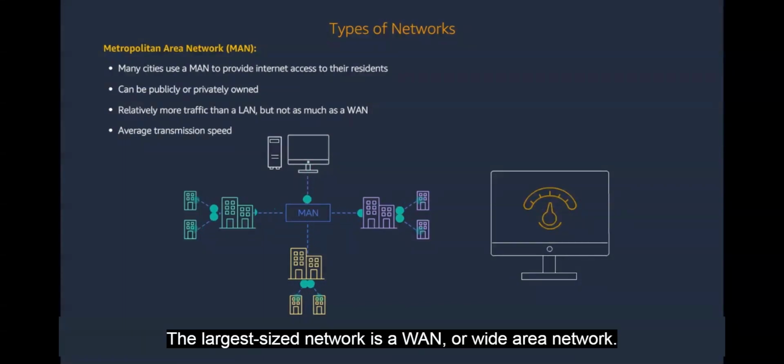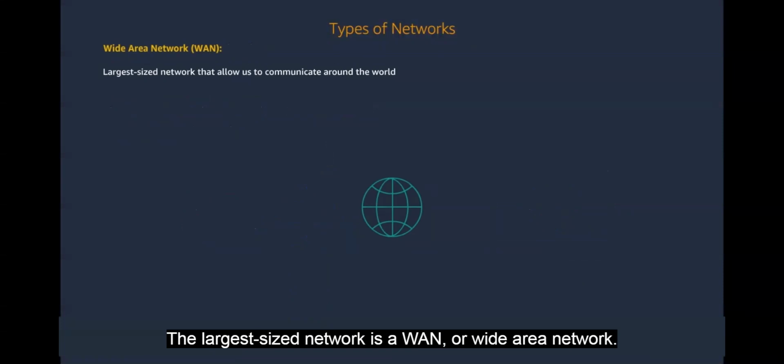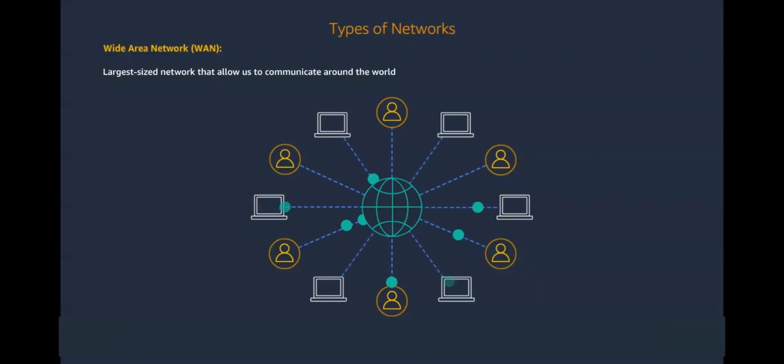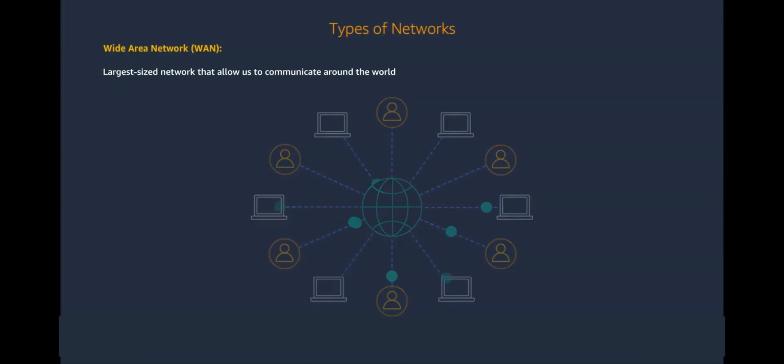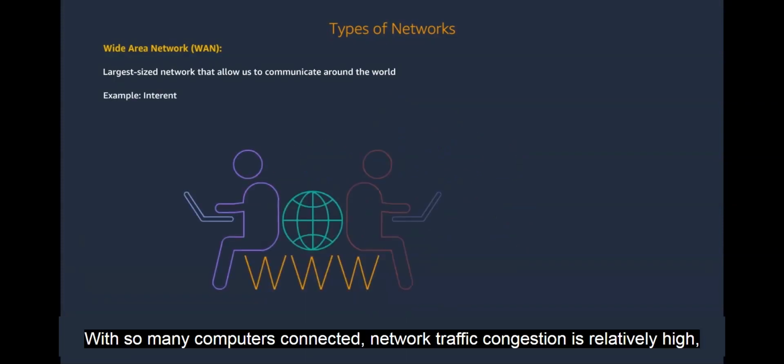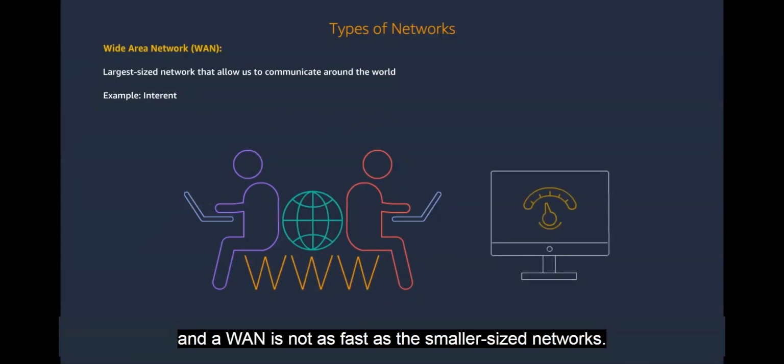The largest size network is a WAN, or Wide Area Network. These are the networks that allow us to communicate around the world. The Internet is an example of a WAN. With so many computers connected, network traffic congestion is relatively high, and a WAN is not as fast as the smaller-sized networks.